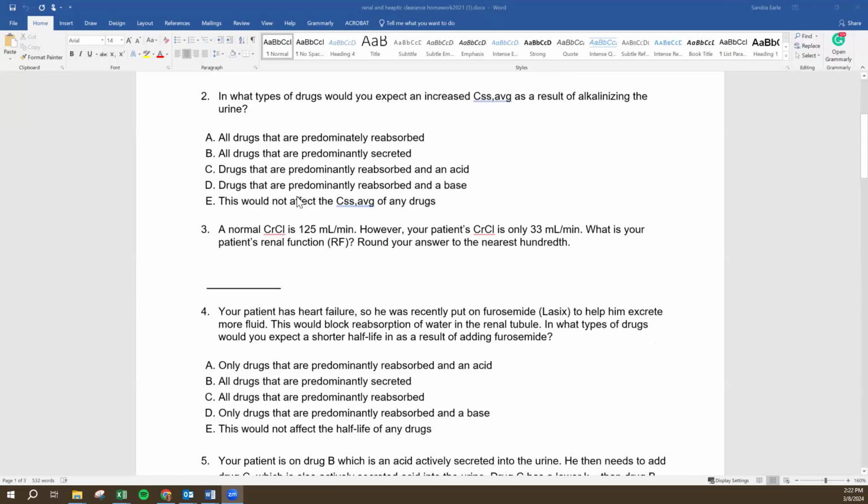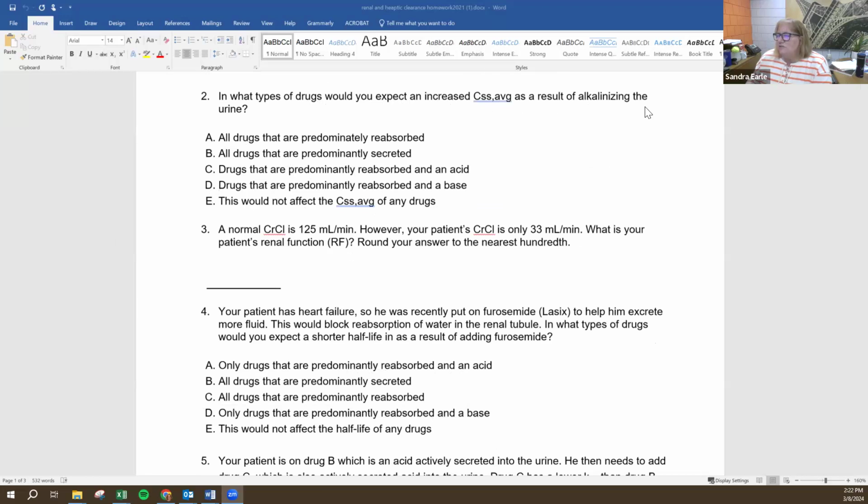Number 2, in what types of drugs would you expect an increase in the CSS average as a result of alkalinizing the urine? Okay, so we have an increase in CSS average. In order for there to be an increase in CSS average, considering we're talking about renal clearance with this particular question, what's going to have to happen to your clearance to cause an increase in CSS average?